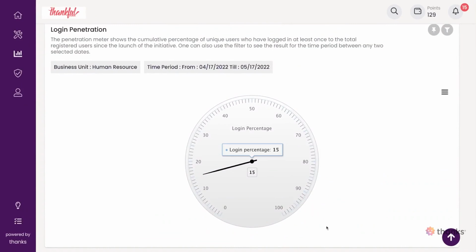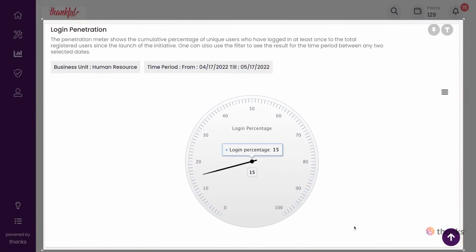The cumulative user login meter gives you an insight of the cumulative login percentage of total registered users who have logged in at least once. This gives an idea of how well employees are using the platform.